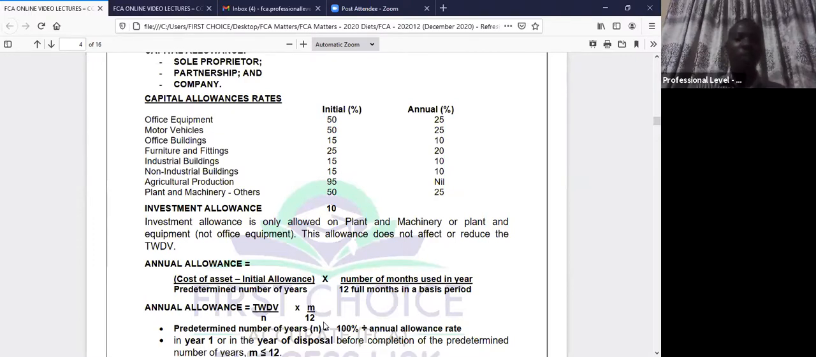So for the first year, you need to know the number of months that the asset has been put into use and prorate it. For the second year, the asset will be in full use for the full year, so no need to prorate. For a motor vehicle, you prorate in the first year. The second year, you don't prorate. The third year, you don't prorate. And perhaps the fourth year, you don't prorate.